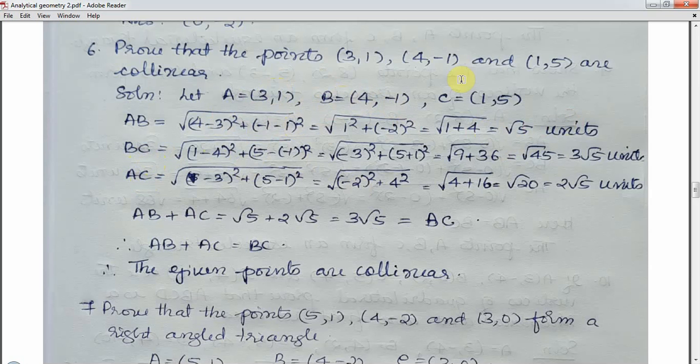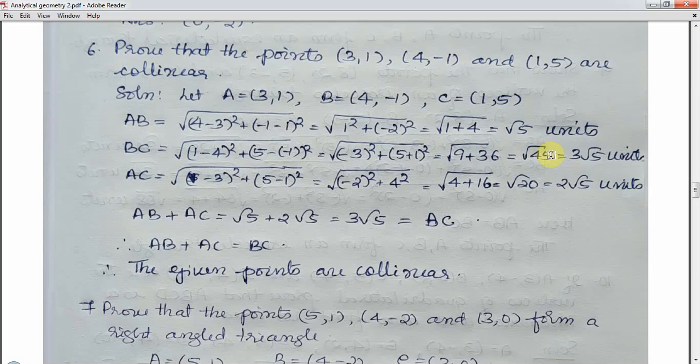Simplify, we have got it as equal to root 5 units. BC is nothing but the distance between these 2 points. BC again 1 minus 4 whole square plus 5 minus of minus 1 whole square, taking the square root. Simplify, we have got it as equal to 3 root 5 units. 3 root 5 will come back here. Root of 9 plus 6, that is root of 45. 45 can be written as 9 into 5, 9 into 5 inside the square root.